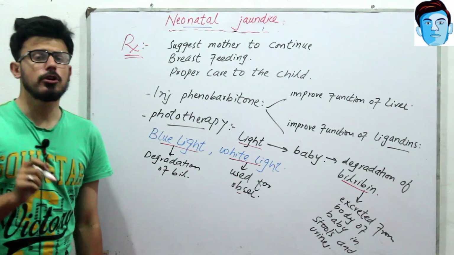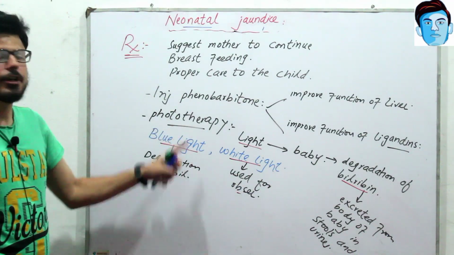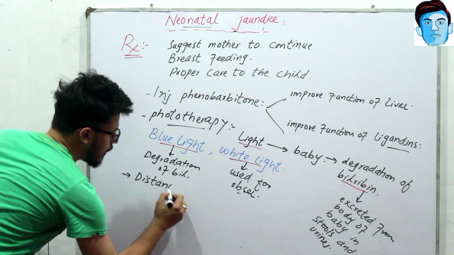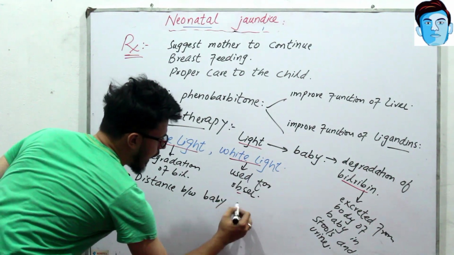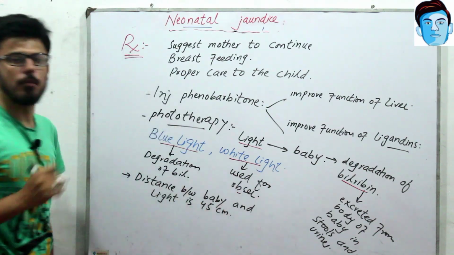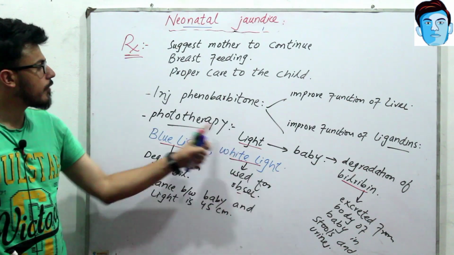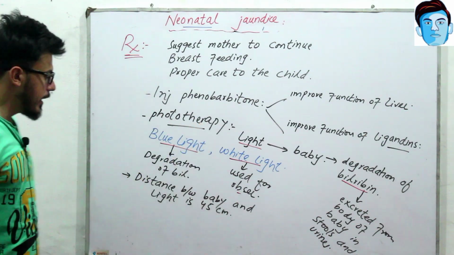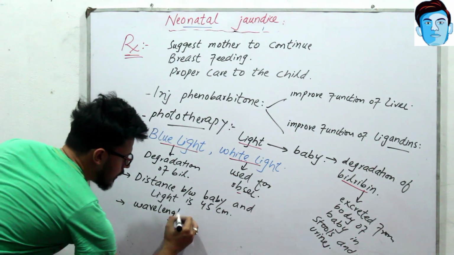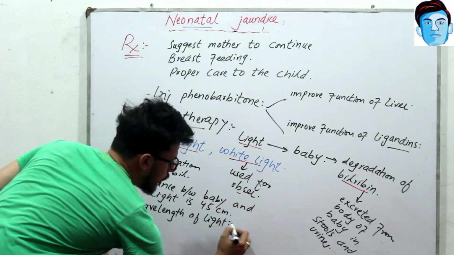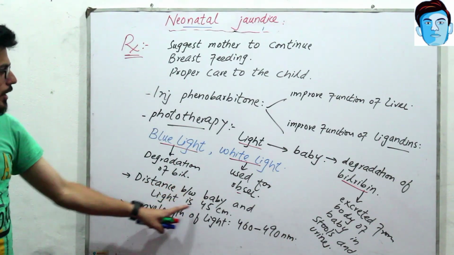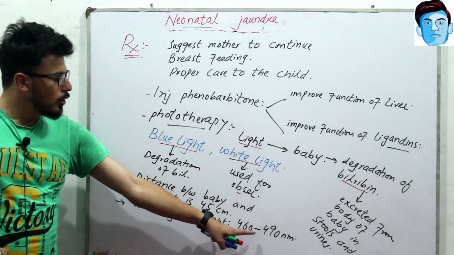Now, there is another important question. What is the distance between the light and baby? The distance between baby and light is 45 centimeter. It is very important. Secondly, what is the wavelength of the light used for phototherapy in neonatal jaundice? The wavelength of light is 460 to 490 nanometer. So it is also very important. The distance between baby and light is 45 centimeter, and the wavelength of light is 460 to 490 nanometer.